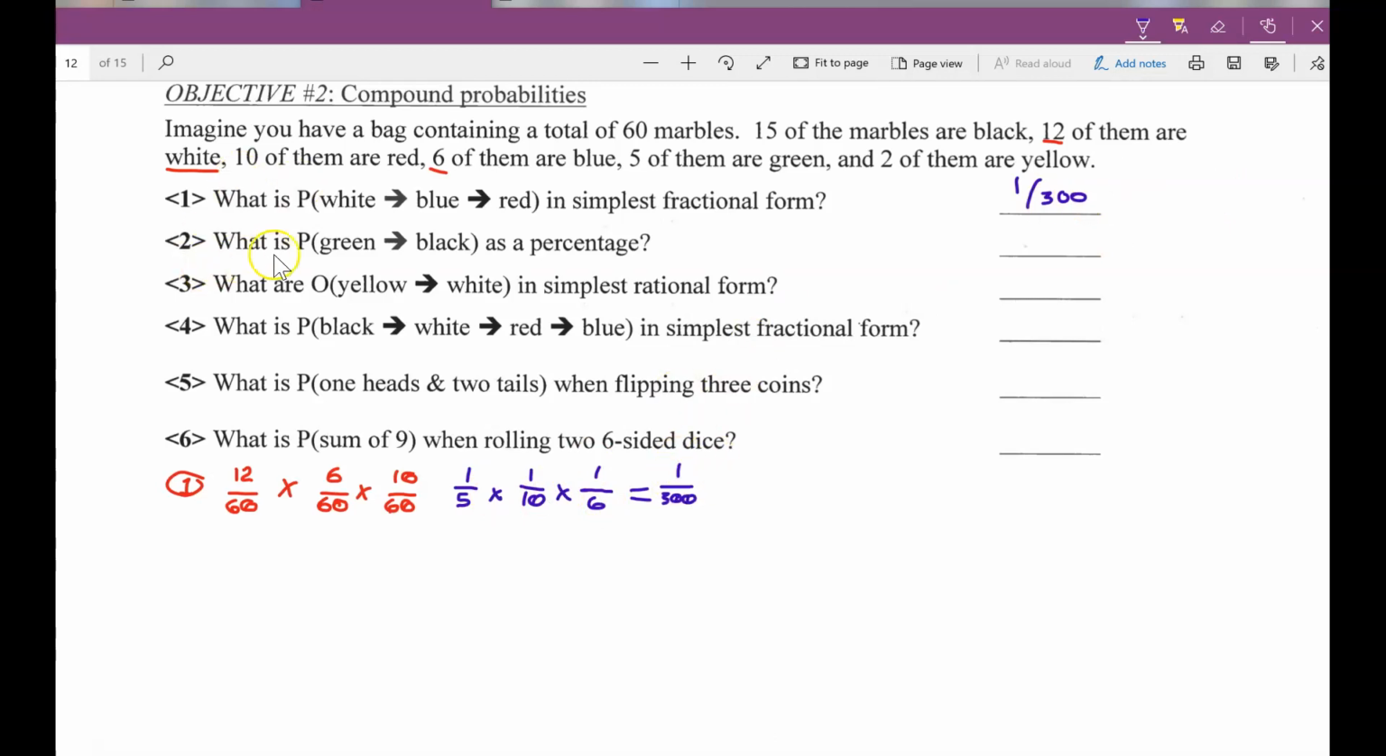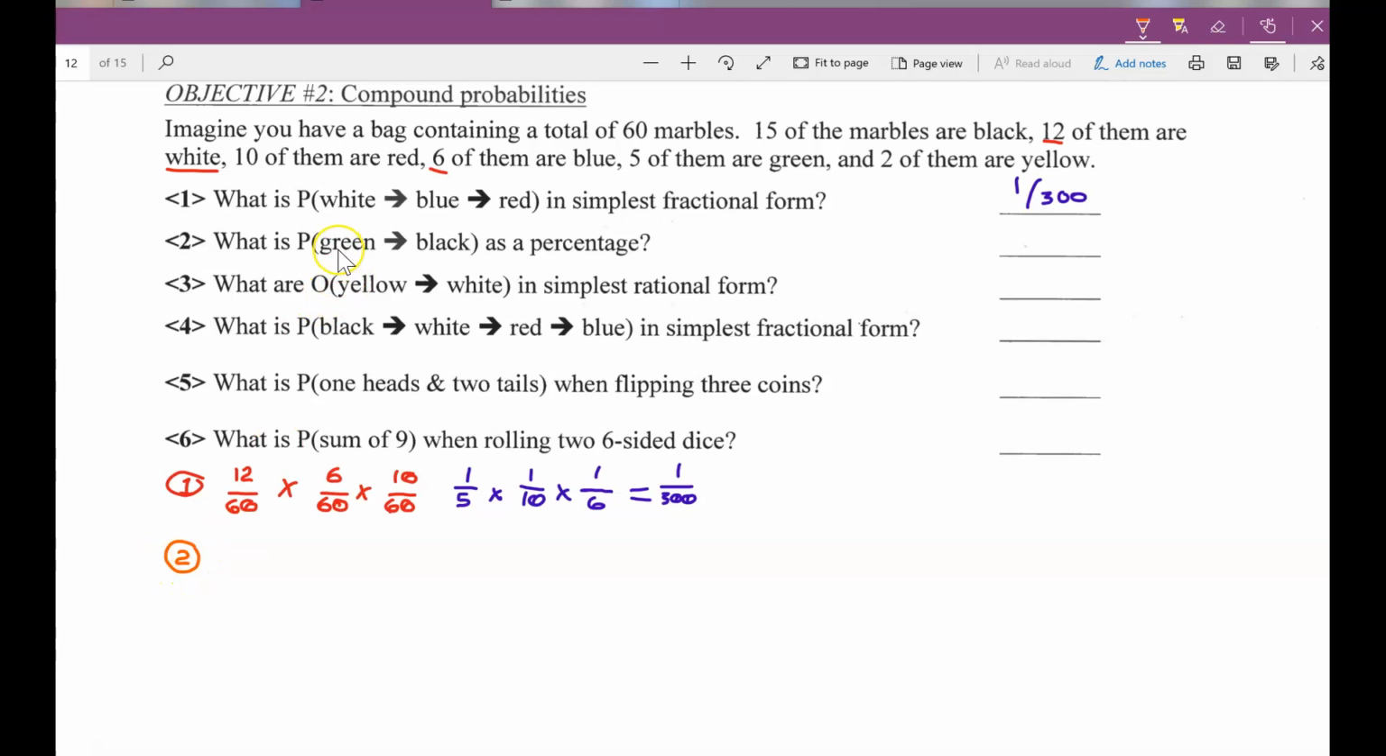All right, number 2. Same process here. Let's get a different color. Let's go to orange. We want the probability of green and then black as a percentage. All right, so let's write down here number 2.